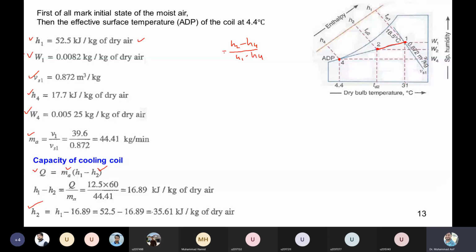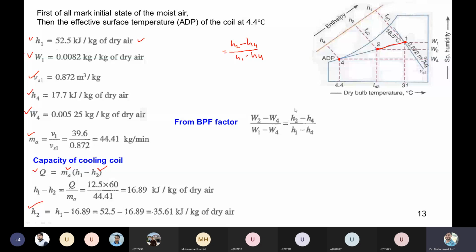We can easily figure this out because we just calculated the value of H2. H1 is already known to us, and H4 is also already known to us. So simply we can calculate the bypass factor. The bypass factor can be calculated both from the humidity ratio as well as from the enthalpy. It doesn't matter.